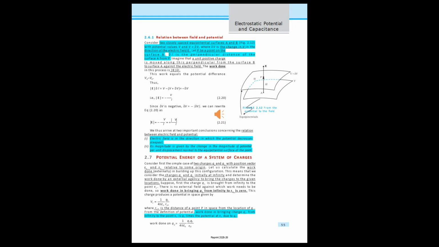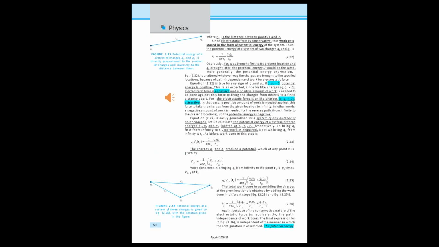There is no external field against which work needs to be done, so work done in bringing Q1 from infinity to R1 is 0. This charge produces a potential in space given by V1, where R1P is the distance of a point P in space from the location of Q1. From the definition of potential, work done in bringing charge Q2 from infinity to the point R2 is Q2 times the potential at R2 due to Q1. Work done on Q2 is given below, where R12 is the distance between the points 1 and 2.